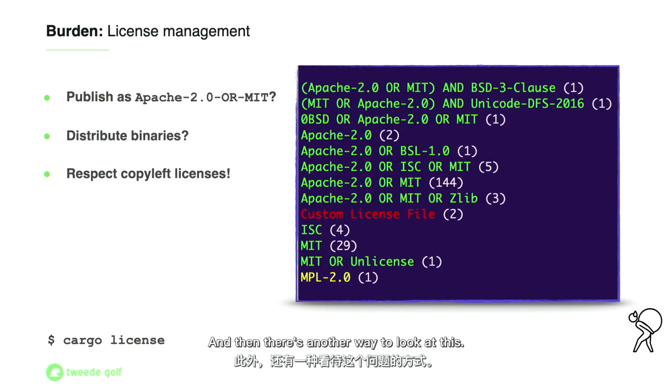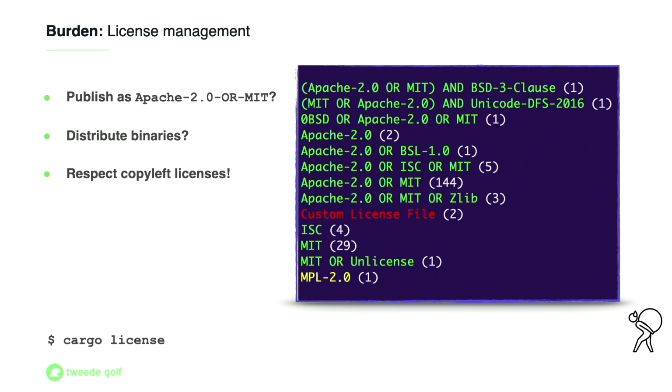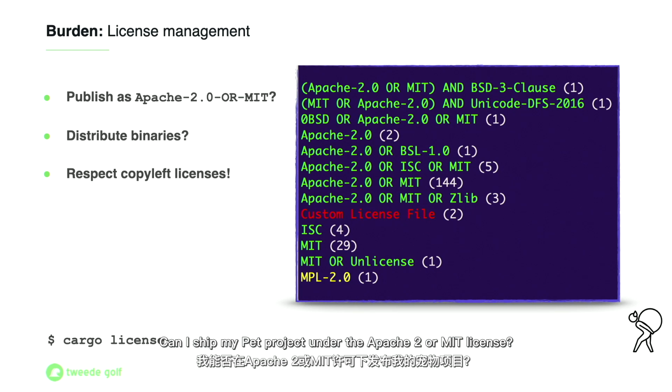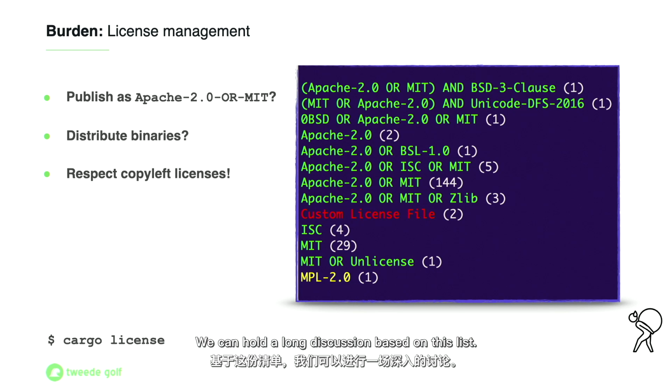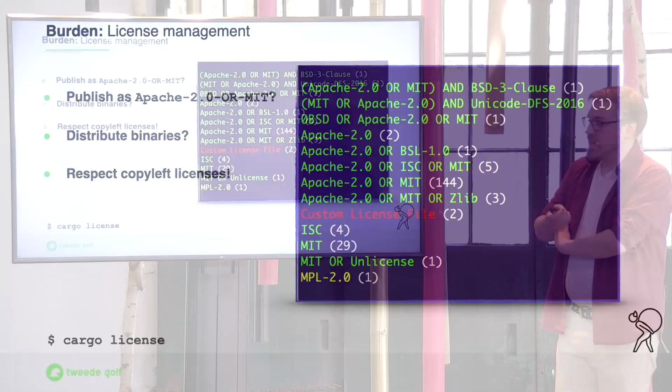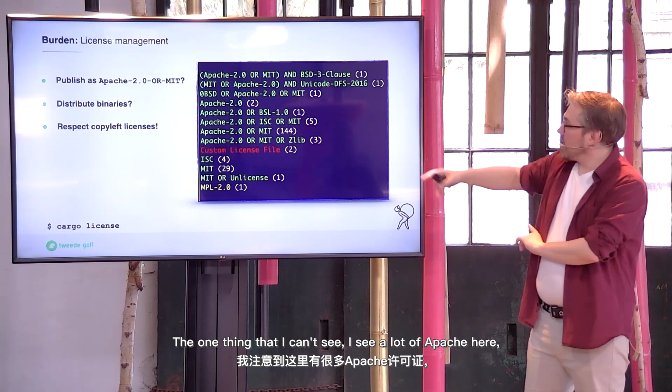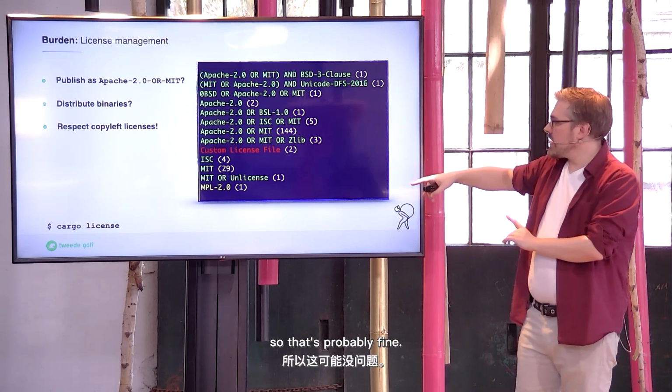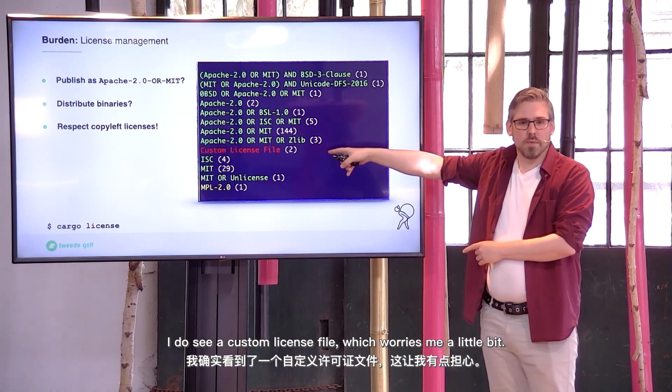Then there's another way to look at this. Suppose you don't care about packaging for Debian, but maybe you care about shipping it to your customer. So this is all the licenses for all the dependencies in my pet project. Can I ship my pet project under the Apache 2 or MIT license? We can hold a long discussion based on this list. Most developers don't like reading open source licenses. The one thing that I can see, I see a lot of Apache here, so that's probably fine. I do see here a custom license file, which worries me a little bit.